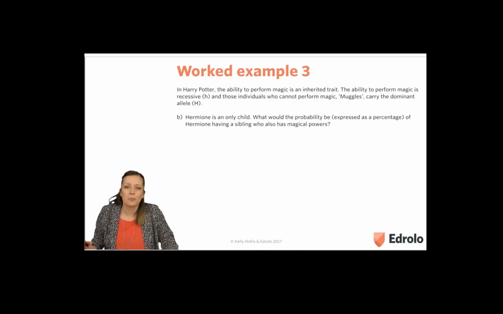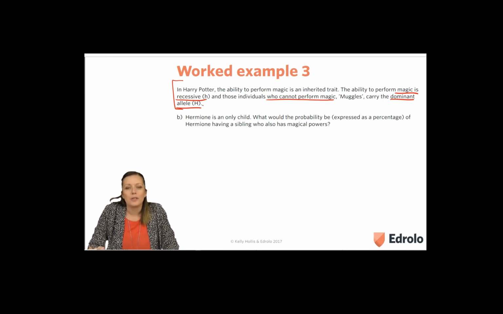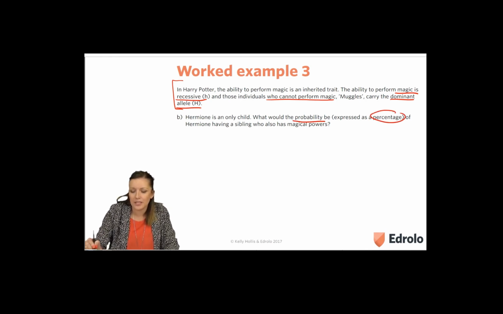Okay, so continuing on with the Harry Potter theme. The information at the top here is the same as the previous question. So just to go back through, magic is recessive. Those who cannot perform magic have the dominant allele. Okay, so in this question, it says Hermione is an only child. What would the probability be as a percentage of Hermione having a sibling who also has magical powers?